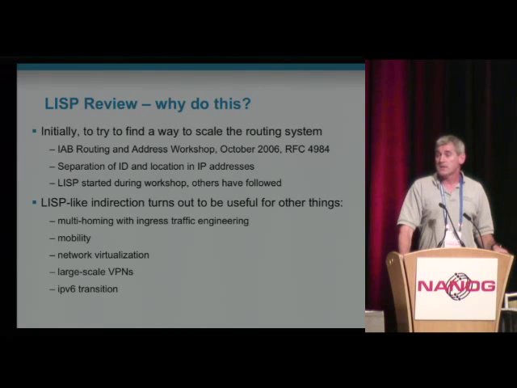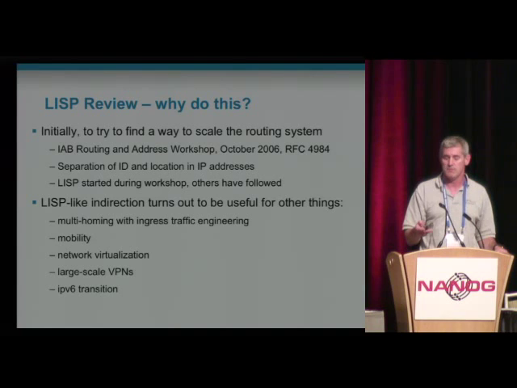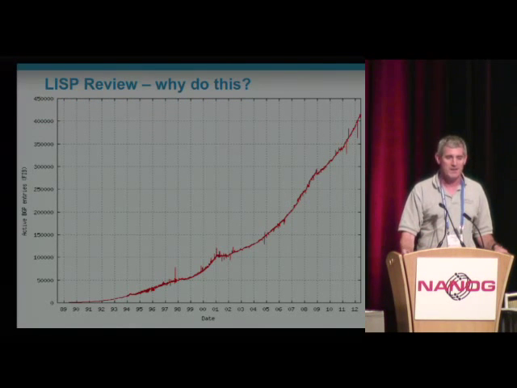Turns out that not only is this a good thing for solving the global routing system growth issue, but you can also do some other things. Obviously you get some mobility advantages. You get multi-homing with ingress traffic engineering, which is really hard to do today in a destination-based routing system. The only tools you really have are prepending and doing other community hacks with your BGP advertisements. You can also build large-scale VPNs. And you can also do some encapsulation tricks to make it easier to transition to new protocols. I hesitate to say which new protocol since I'm not a big fan. Some people know what I mean by that.